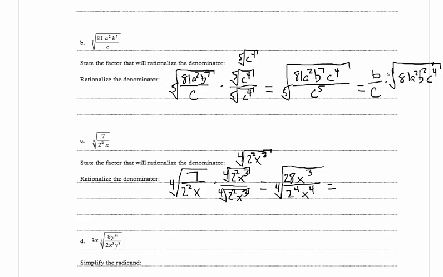So now we can take a 2 out of the denominator and an x out of the denominator. So we have the fourth root of 28 x cubed divided by 2x.